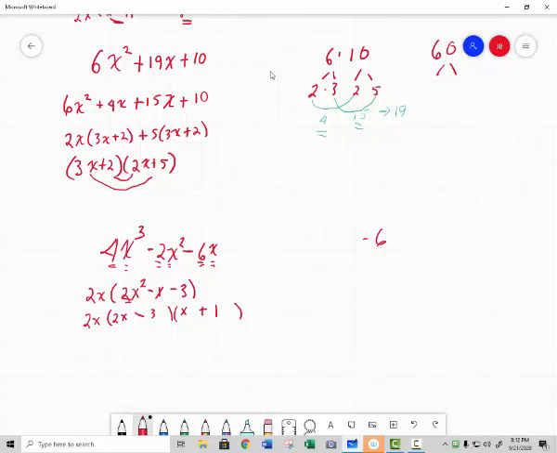The outer term is going to be a positive 2x. The inner term is going to be a minus 3x. If I add those two together, I'll get negative 1. So that's the way you're going to factor that. It's a matter of speed and convenience. If you understand this, by all means, go ahead and use it.